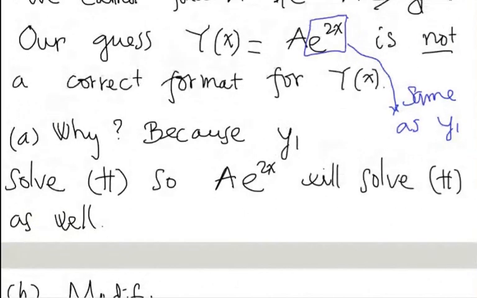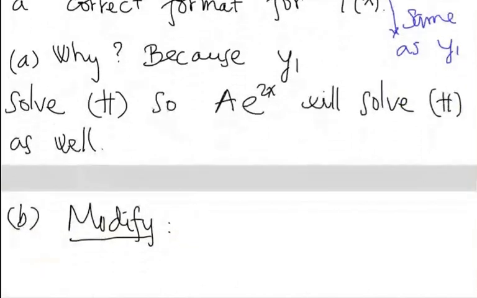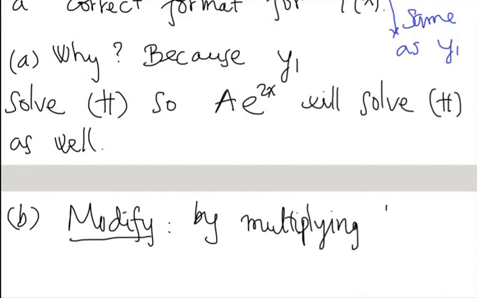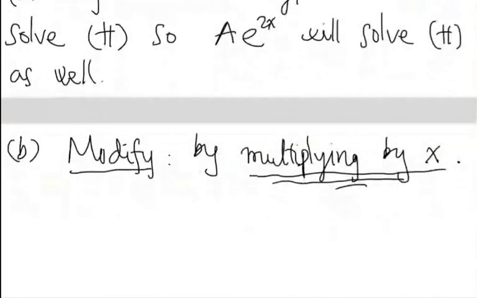This is the rule here. If we have a guess for capital Y, and it happens that in the guess capital Y there is a constant multiplied by either y1 or y2, then we need to modify it. This is an important fact: we need to modify by multiplying by x. And that's all. No adding any other terms. We need to just multiply by x.